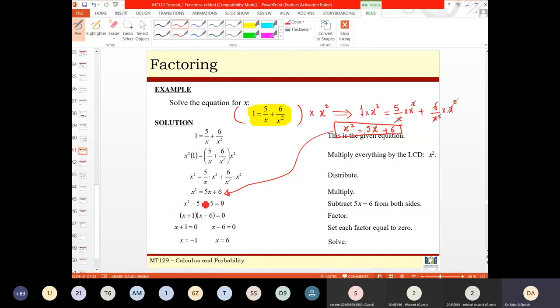Now this is a second degree equation. Combine everything to the left hand side. This is what we are getting: x squared minus 5x minus 6 is equal to 0. This is a second degree equation. We can factorize it actually. The x squared can be factorized into x times x, and the minus 6 to be factorized into 1 times minus 6 because their sum is minus 5.